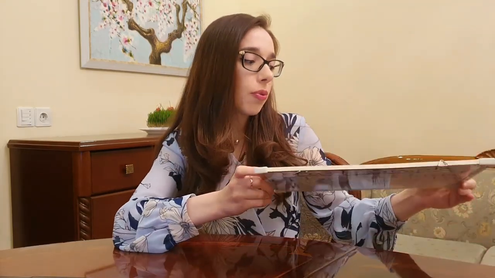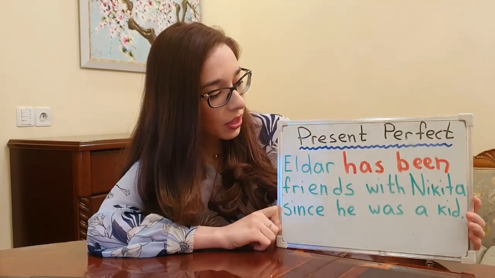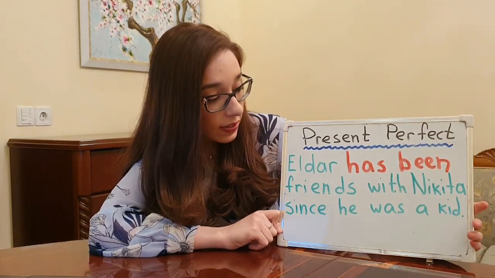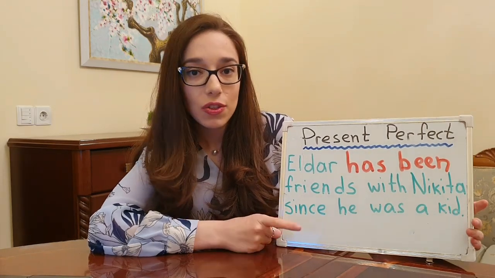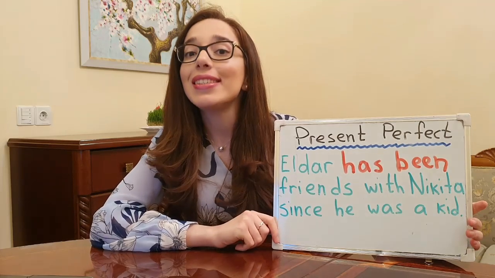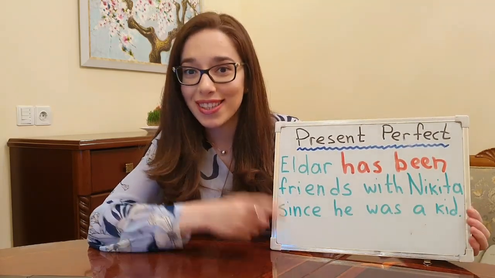In the present perfect, this sentence will sound like this. Eldar has been friends with Nikita since he was a kid. So this sentence means that they are still friends. So I think this one is much more realistic in your case.